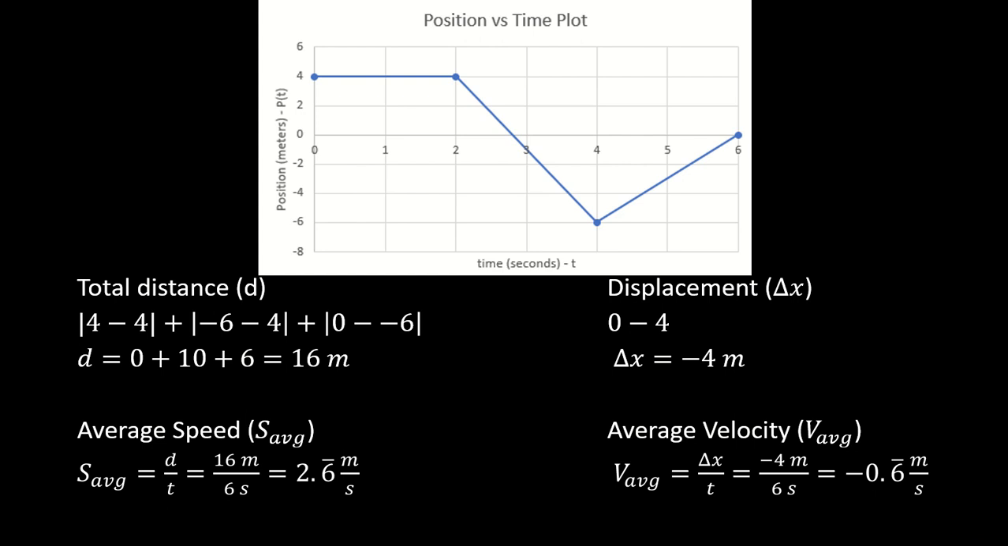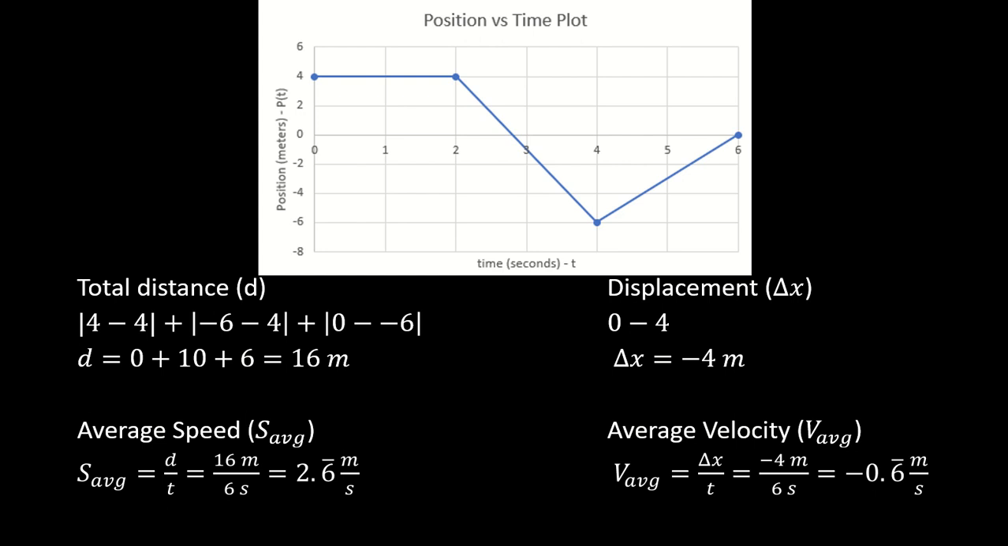And we're just looking at y values. So after 6 seconds, our object ended at the 0 meter mark. It started at the 4 meter mark. So overall, the displacement was 0 minus 4, or -4 meters. In other words, overall, the object traveled backwards 4 meters when it comes to the grand scheme of things.